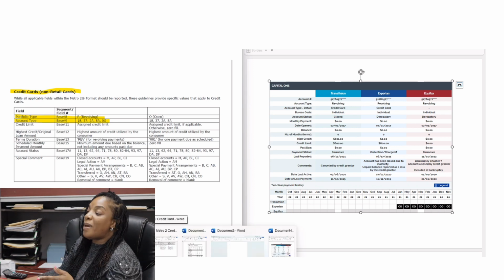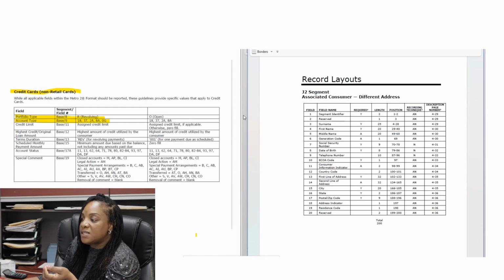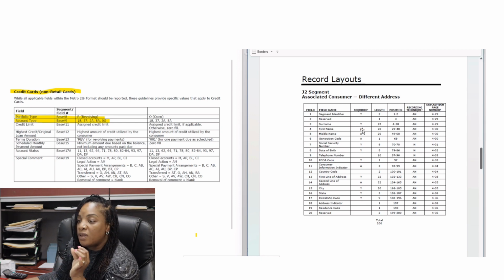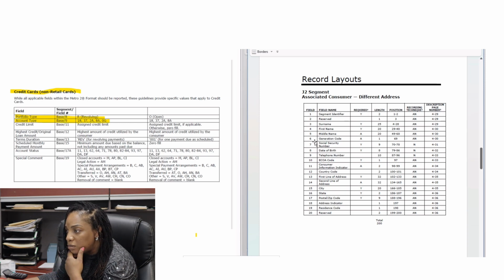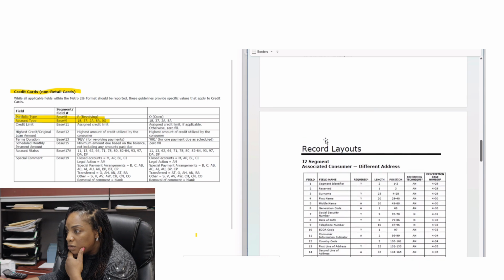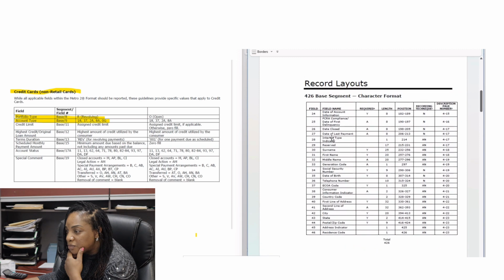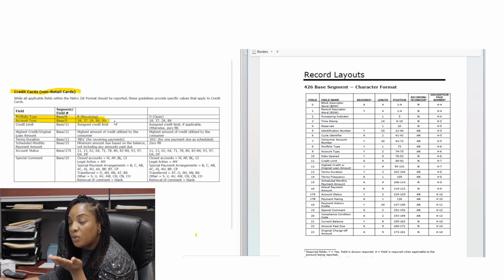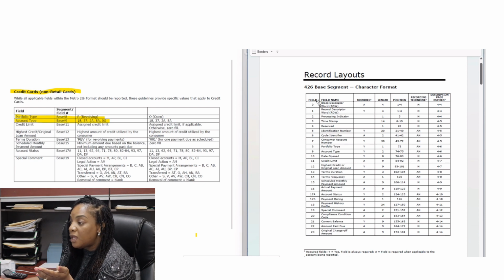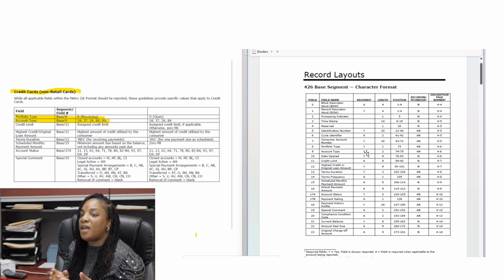Okay, so I'm going to go back to the record layouts. This is what tells you what's required and what's not required. So you see here where we have base field 8. What you're going to do is go over to record layouts and find the number 8, which is the field. It's going to tell you the field. And you're going to find the number 8, portfolio type, and required here. Yes, it is required. So that lets you know that it is required.